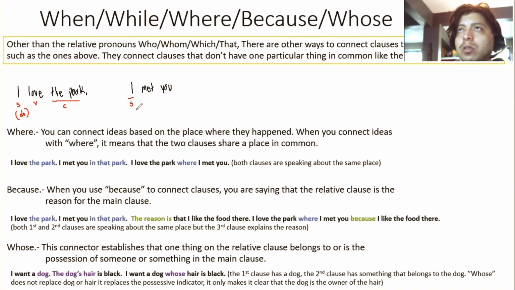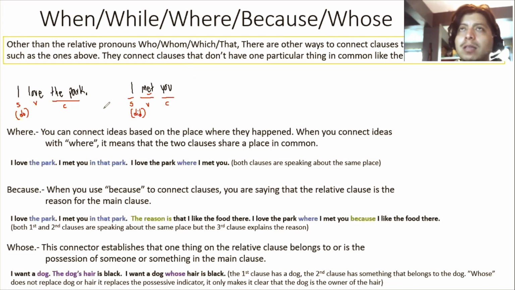Subject, the auxiliary is did. We don't use it because this is the simple past in the affirmative statement. This is the verb in the past, it is not meet with double E. This is meet in the present, this is met in the past, okay? So it is in the past, and this is the complement. This is an object pronoun. They don't have anything in common. I love the park, I met you.